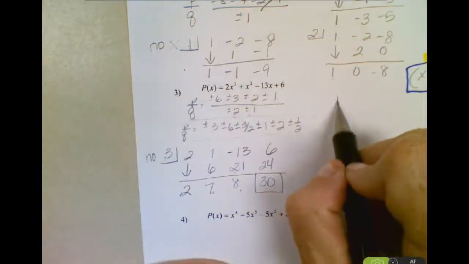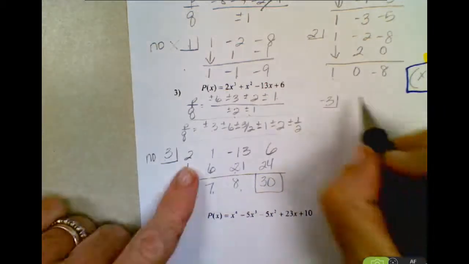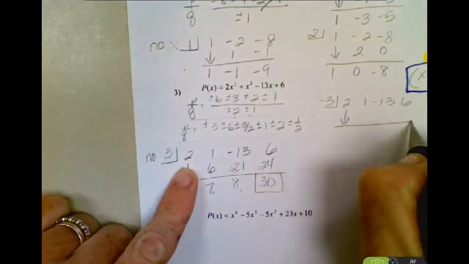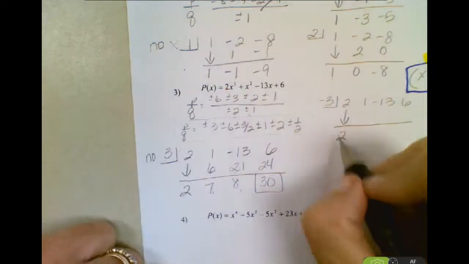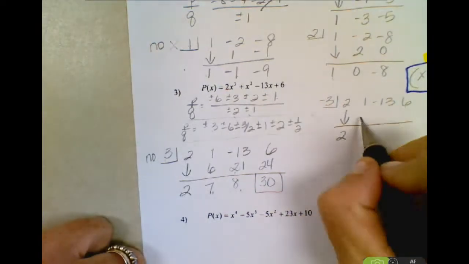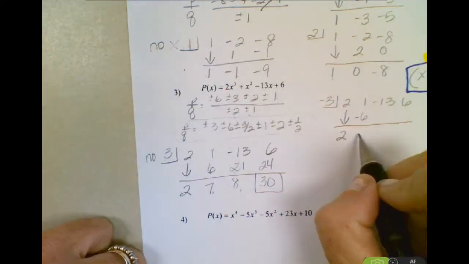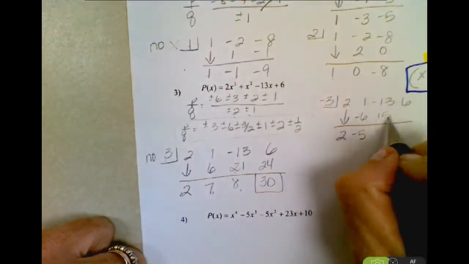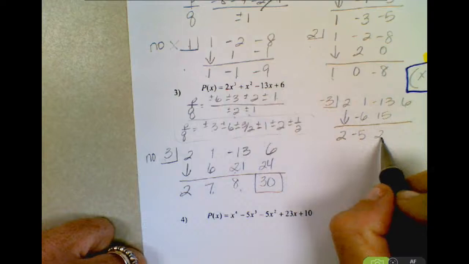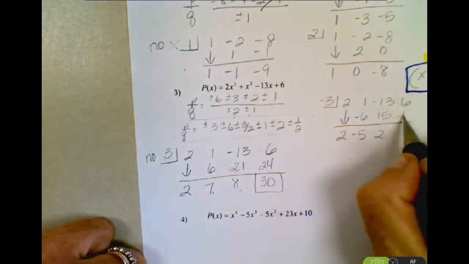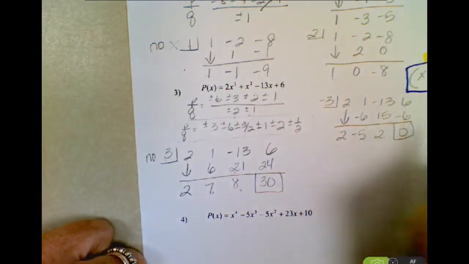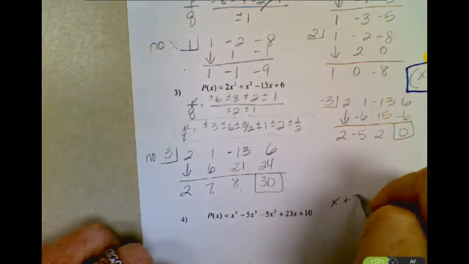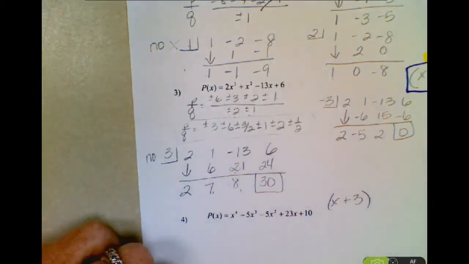I'm going to go ahead and try negative 3. So I've still got 2, 1, negative 13, and 6. And so start rocking and rolling. So negative 3 times 2 is negative 6. 1 minus 6 is negative 5. Negative 3 times negative 5 is 15. Negative 13 plus 15 is 2. Negative 3 times 2 is negative 6. Oh, gives me a remainder of 0. So x plus 3 is going to be one of my factors.